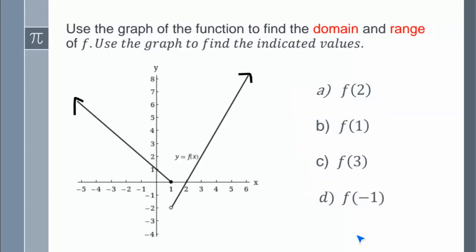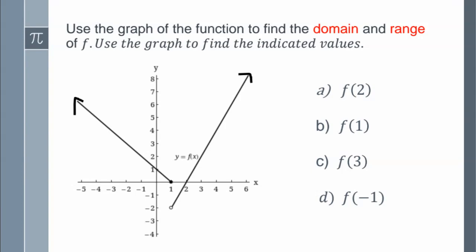All right, so let's look at this example. Use the graph of the function to find the domain and range of our function f. So here, again, we have another piecewise function. It's a graph that has two pieces of two functions. Again, I know that I have a negative slope piece of a line here, and I have a positive slope piece of a line here. But we're going to evaluate this the same way.